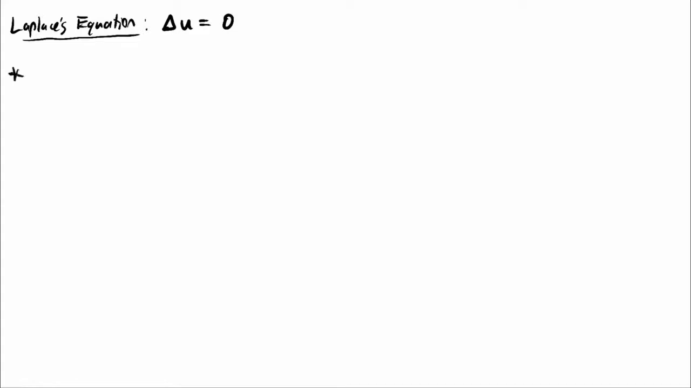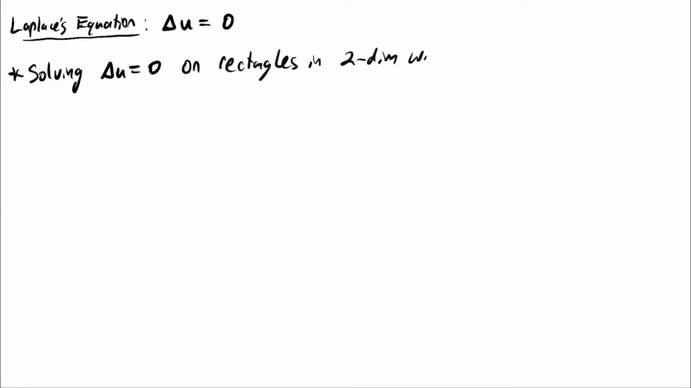And in particular, we're going to focus on solving Laplacian U is equal to 0, which is Laplace's equation, on rectangles in 2 dimensions, with given boundary conditions. So more succinctly, we're going to today study the boundary value problem for Laplace's equation on rectangles in 2 dimensions.